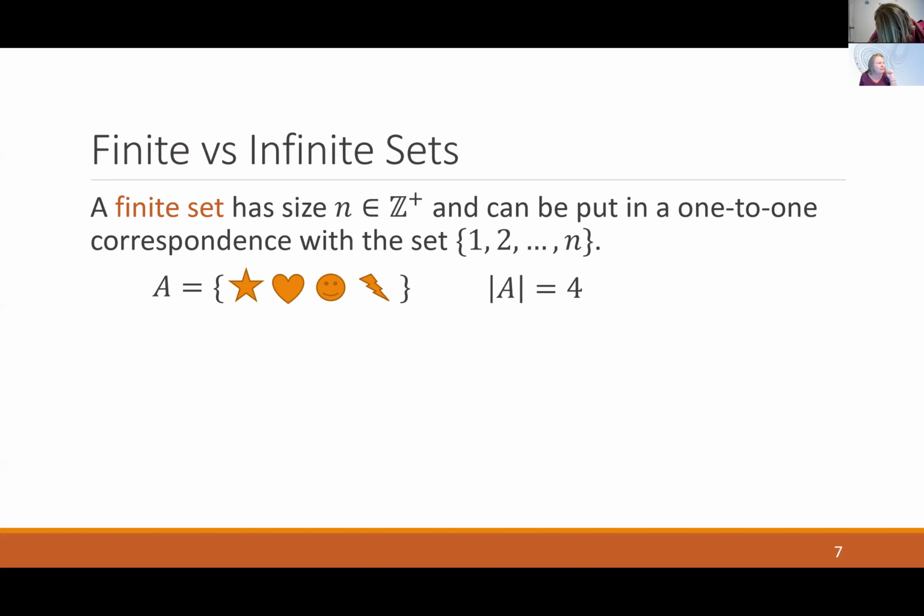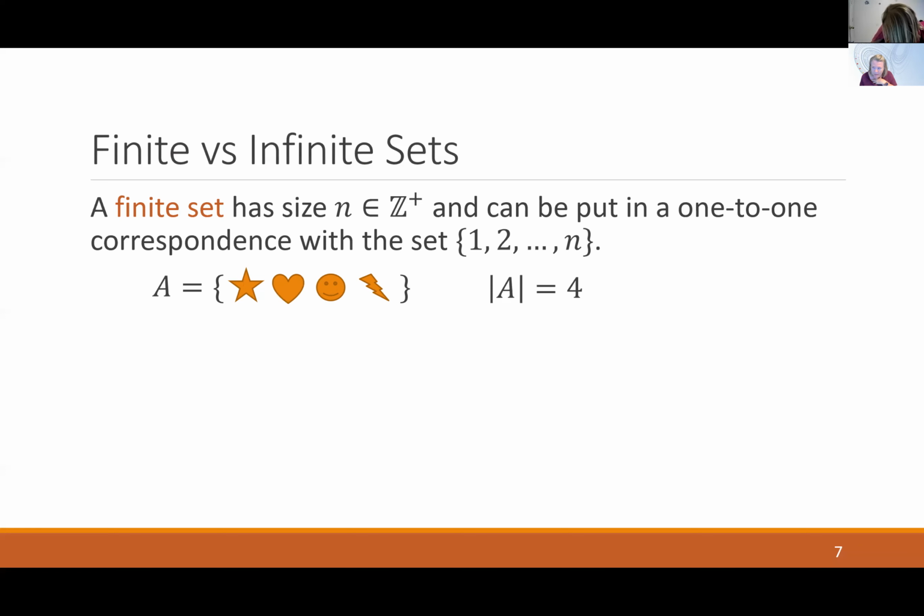And by the way, this PowerPoint is up in Canvas. So if you want to just sit back and pay attention and not necessarily take notes, that's perfectly fine because you can download it.